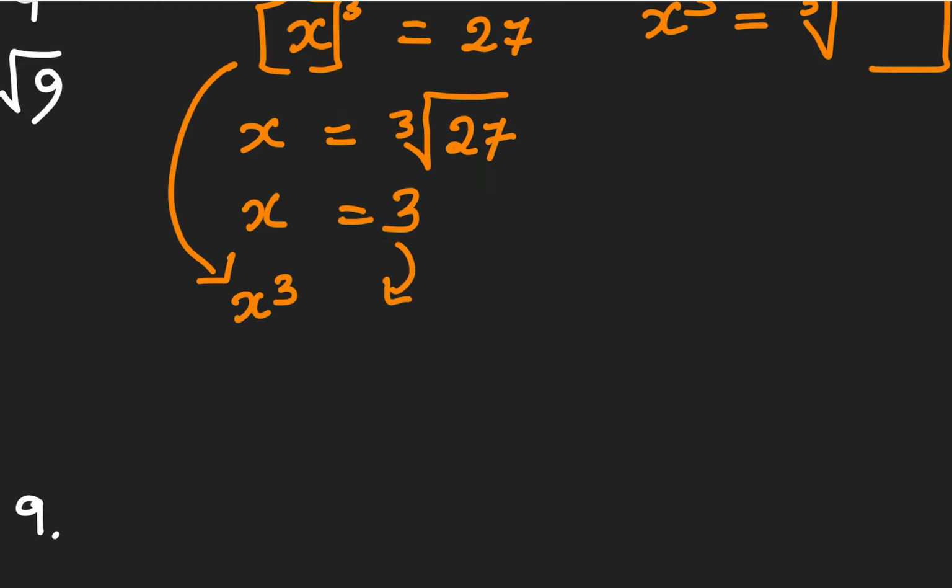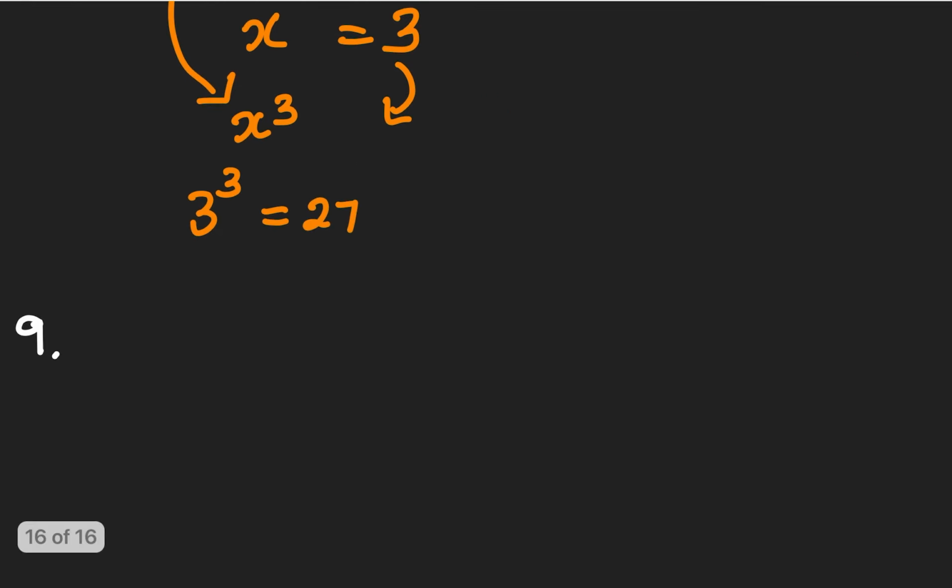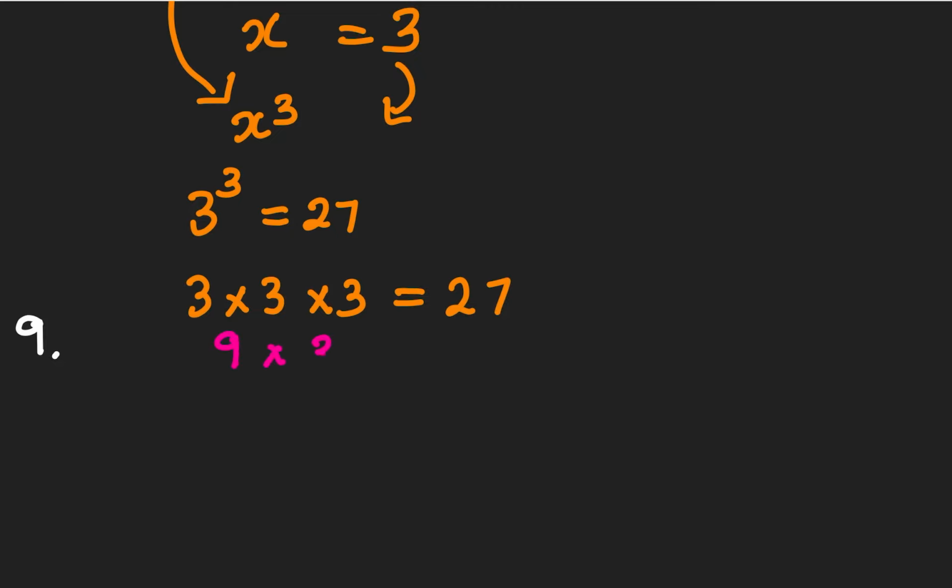And we can test it out. So we're getting 3 cubed. Is that equal to 27? Let's check it out. 3 times 3 times 3 should give us a value of 27. So this is 9 into 3. Yep, that's right. It's 27.